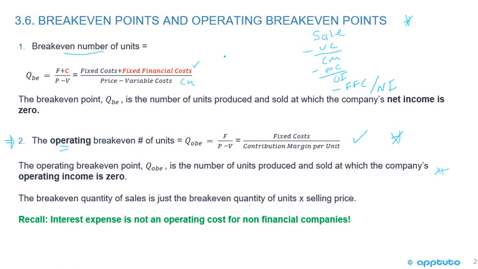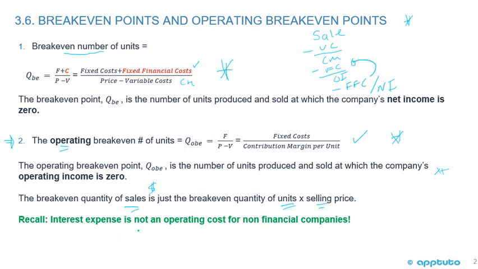So in the CFA, be very careful when it talks about the break-even number of units, not the operating break-even number of units. You have to take this fixed financing cost, add it to the fixed cost, and then divide by your contribution margin, okay? Be very, very careful with it. So the break-even quantity of sales then in terms of dollars or dirhams or lira, pounds, is just the break-even quantity of the units times the selling price.